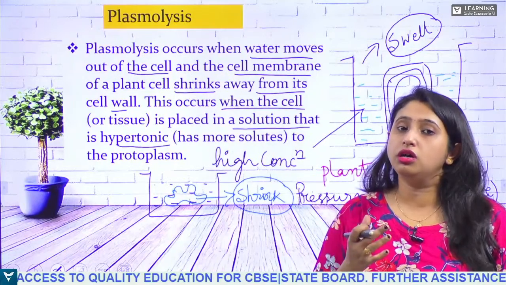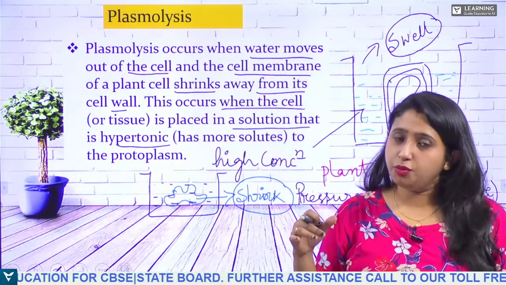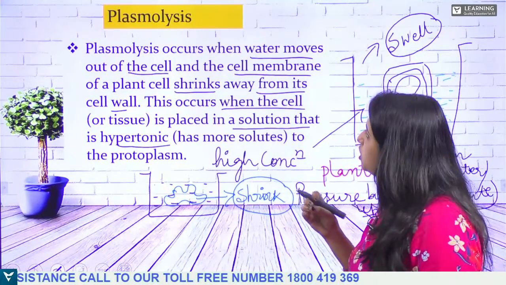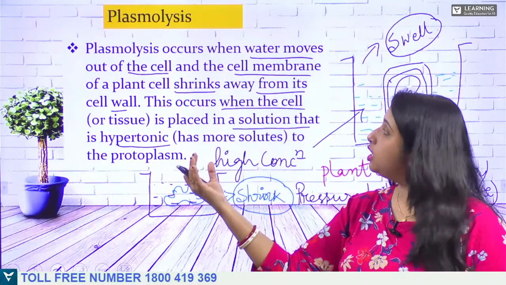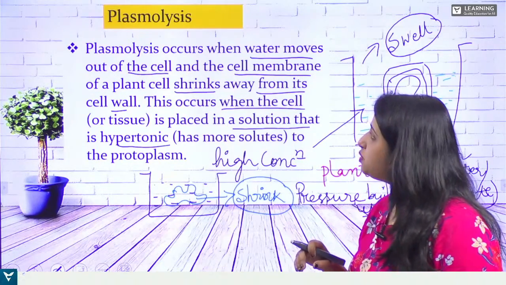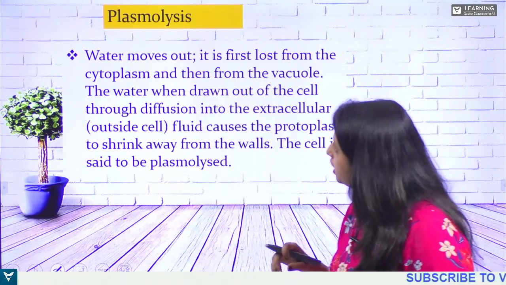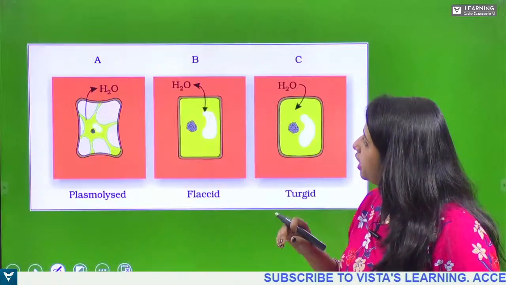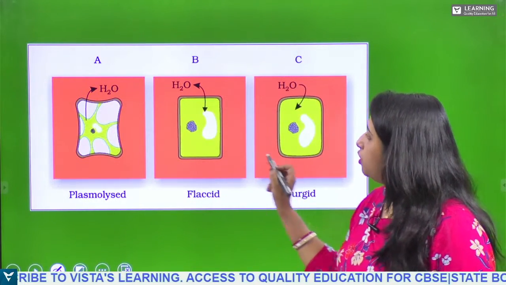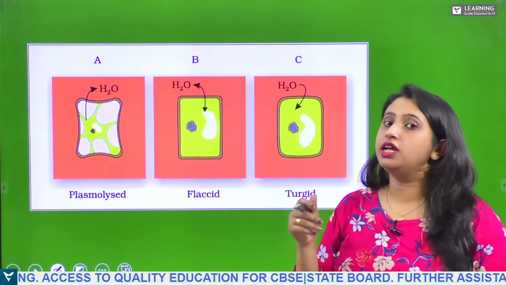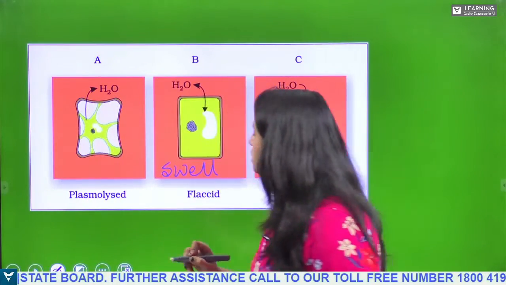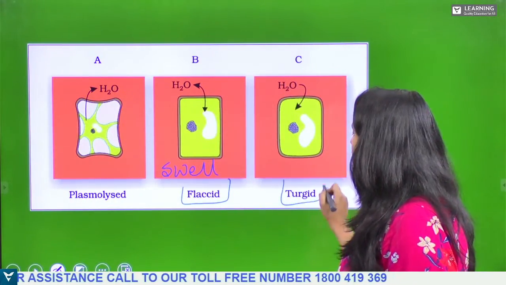Plasmolysis may lead to the swelling or the shrinking of the cells, depending on the concentration in which the cell is placed. Plasmolysis occurs when water is moving out of the cell or when it is moving inside the cell. This process is known as plasmolysis. Next, let us see what happens here. You can see the plasmolyzed cell. When water moves inside, the cell swells up. Swelling of the cell is seen and the cell becomes turgid.